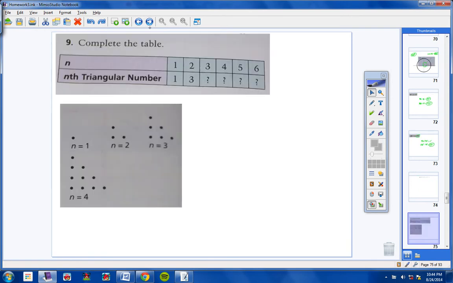And here we go. Number 9 says to complete the table. And so we're looking here at these figures right here. Let me get my pen fixed here real quick. And here we go.